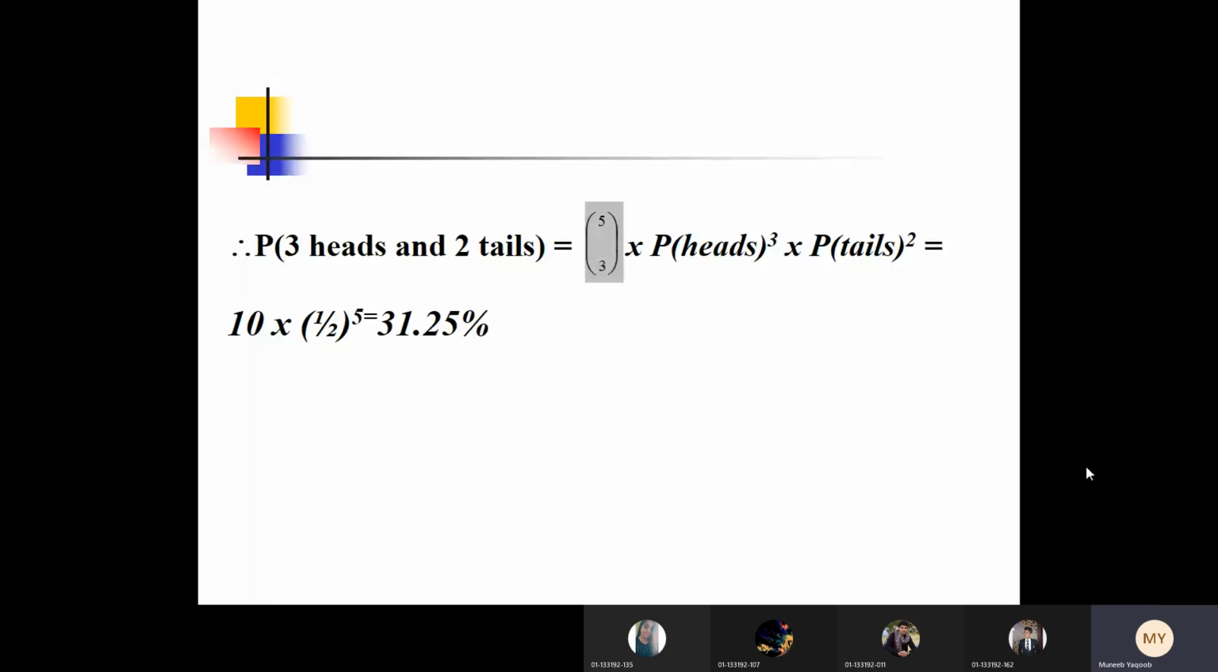Okay, so if we apply binomial distribution for this question, that is for 5 tosses and 3 heads, we can simply write 5C3 into 1 by 2 power 3 into 1 by 2 power 2, and we can simply identify that the probability of 3 heads out of 5 tosses is 0.3125 or 31.25%.